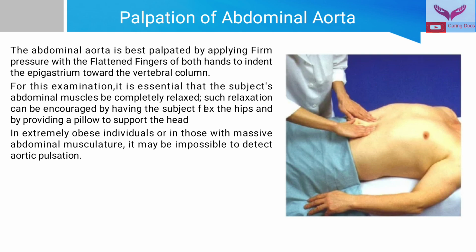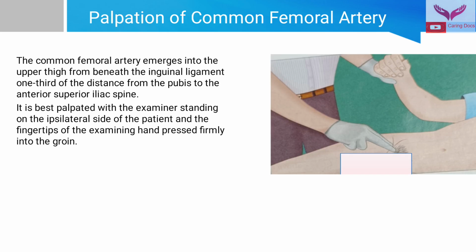How do we palpate the abdominal aorta? The abdominal aorta is best palpated by applying firm pressure with the flattened fingers of both hands to indent the epigastric region towards the vertebral column. For this examination, it is essential that the patient's abdominal muscles be completely relaxed, and such relaxation is achieved by asking the patient to flex the hips and by providing a pillow to support the head. In extremely obese individuals or those with massive abdominal musculature, it may be impossible to detect the aortic pulsation.